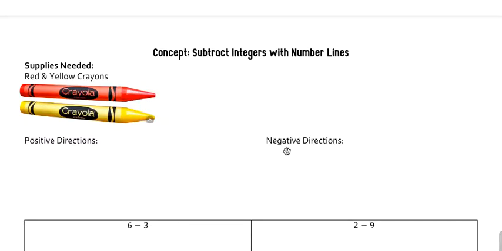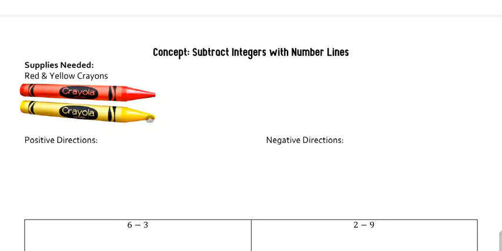All right, welcome to our second concept of subtracting integers with number lines. So we just did it with tiles. We're still going to use those two colors. So if you have two colors, even if they're not red and yellow, I know you can see red and yellow here, but your paper I know is gray. Whatever colors you have, red and yellow is preferable.